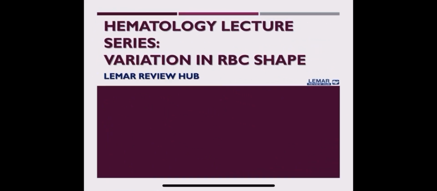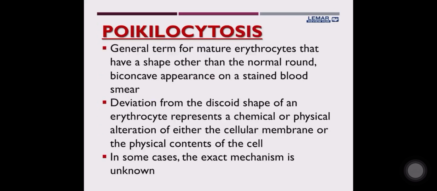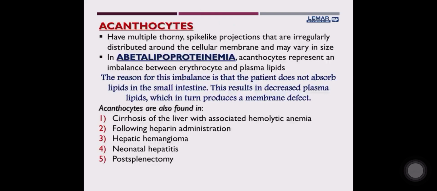Third, among the red cell anomalies, variation in shape. Be sure that after the discussion, you are able to identify the different poikilocytes and name the conditions associated with these poikilocytes. Poikilocytes are red cells with abnormal shape. What are the different examples of poikilocytes?